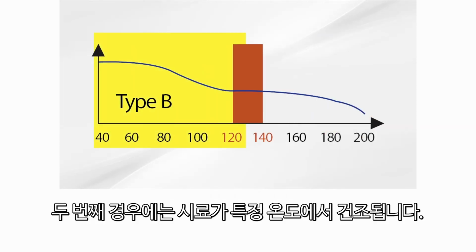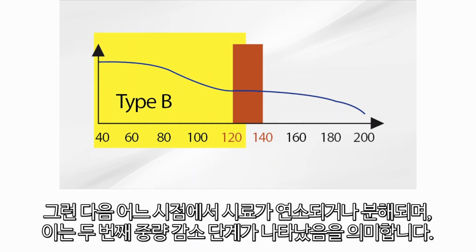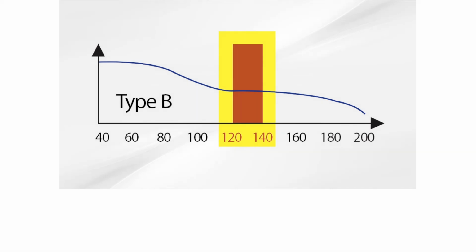In the second instance, the sample will dry at a certain temperature. Then at some point, the sample will burn or decompose, indicating a secondary weight loss phase. The optimum drying temperature for the sample will be where the weight loss plateaus after the initial drying phase.